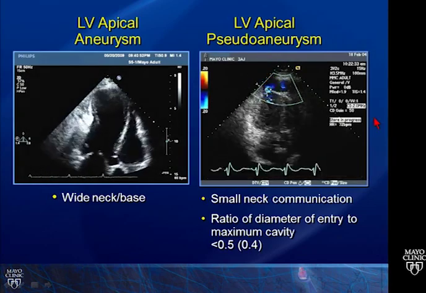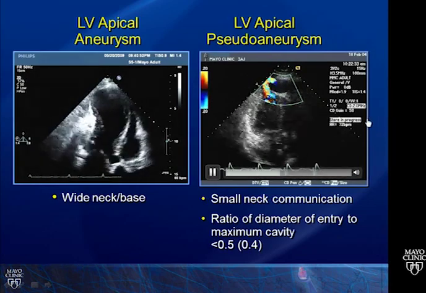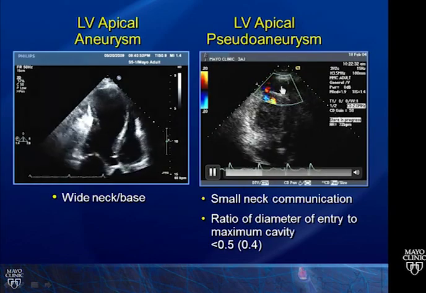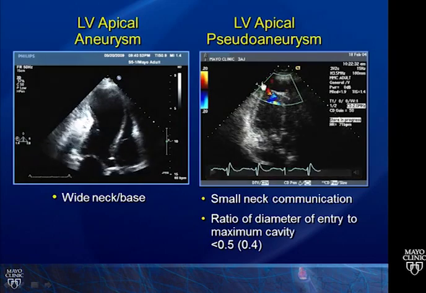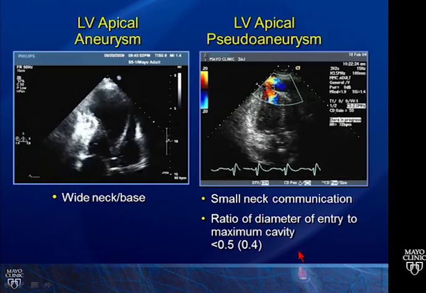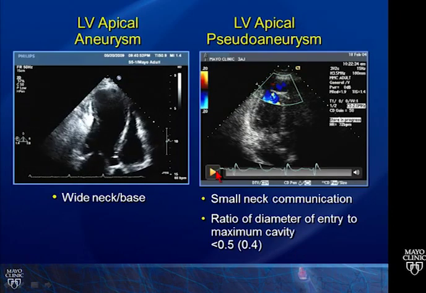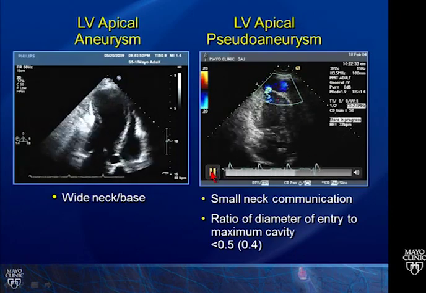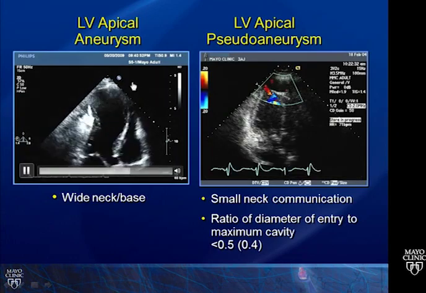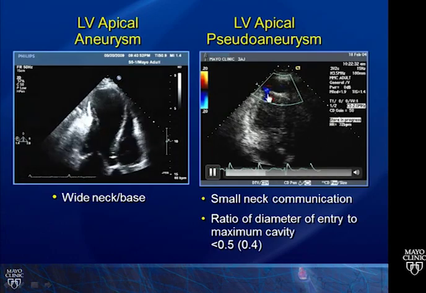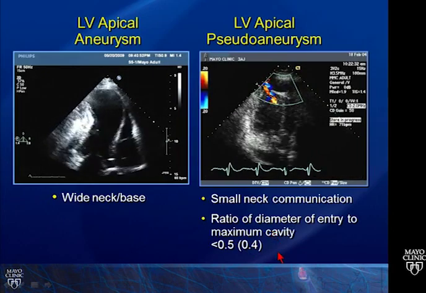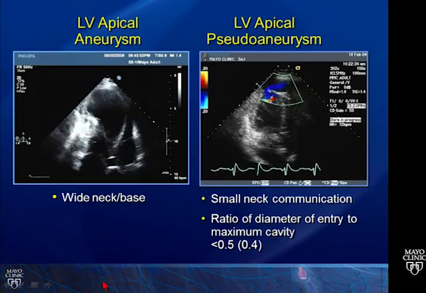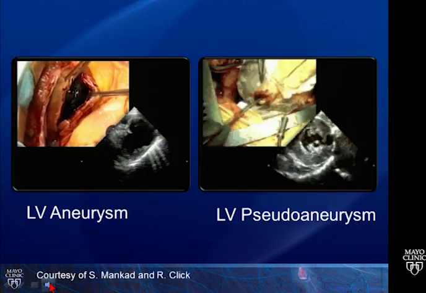Really, a pseudoaneurysm is just a rupture that's contained by the pericardium. So you have a free wall or apical rupture in this case, and you can see flow going through a narrow neck here. And there is a ratio that's been published, but I think that, again, most of us can just gestalt it. You see a wide neck, that's an aneurysm. If you see a narrow neck, similar to this, with high flows into the cavity, it's going to be a pseudoaneurysm contained by that pericardium.